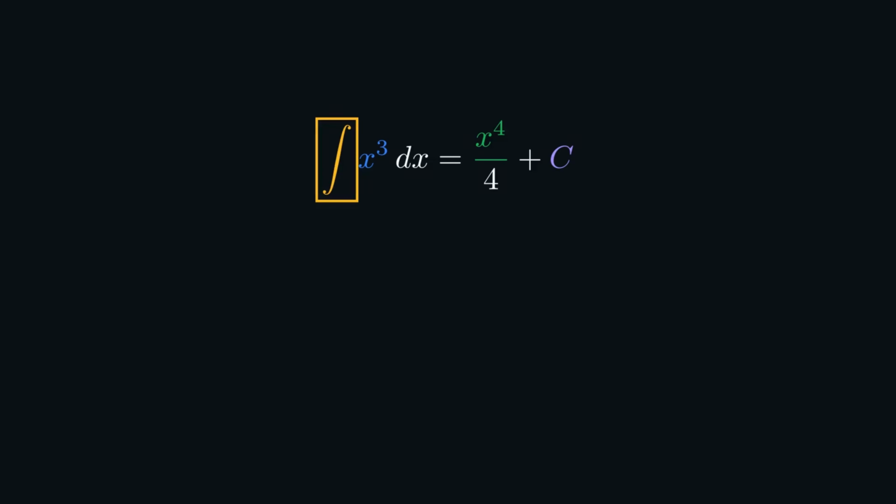Integration uses a symbol that looks like a stretched s. The integral of x cubed dx equals x to the fourth over 4 plus c. This reads, the integral of x cubed with respect to x equals x to the fourth over 4 plus c. The dx at the end means we are integrating with respect to x.